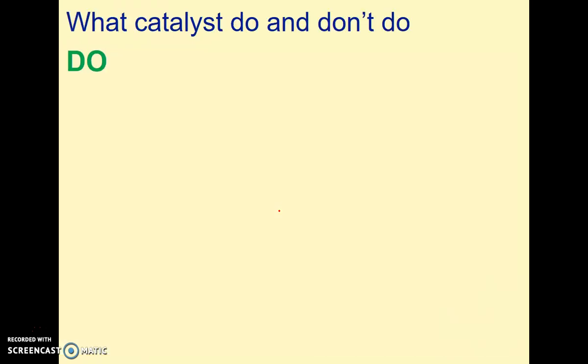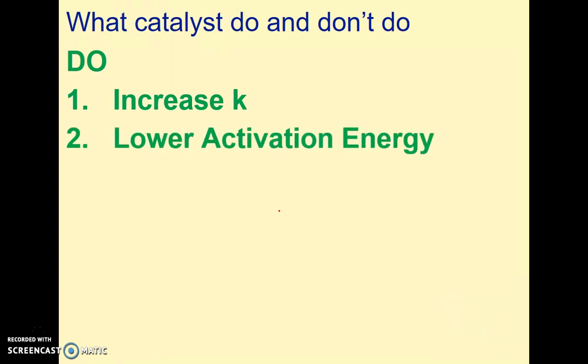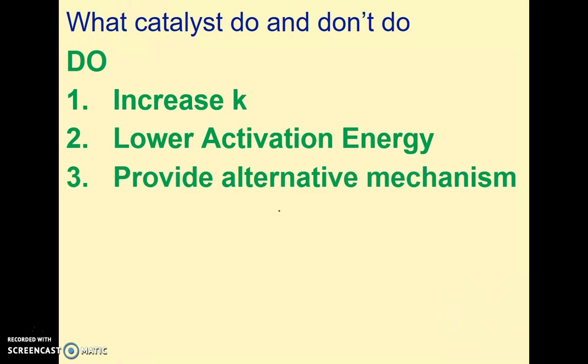So, in terms of summarizing what catalysts do and do not do, okay, they increase k because they're increasing the rate of the reaction, and they do so by lowering the activation energy, making that barrier easier to overcome. And they also provide an alternative mechanism, which as a result requires less energy to occur.